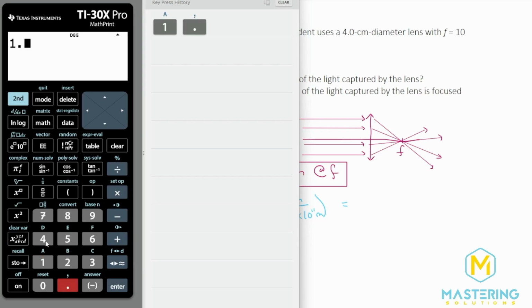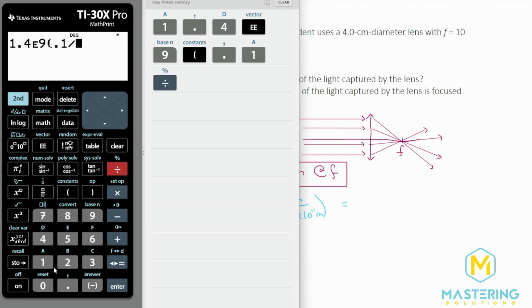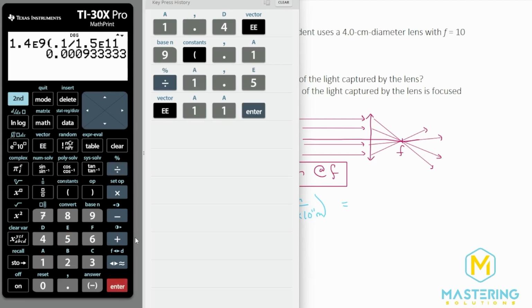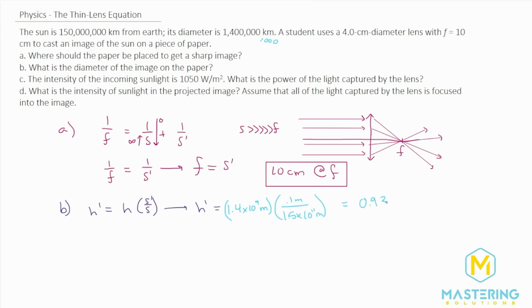So we have 1.4 times 10 to the 9 multiplied by 0.1 divided by 1.5 times 10 to the positive 11. Let's do it in millimeters. So we have 0.93 millimeters, or 10 to the negative 3 meters. So that is the diameter of our image of the sun, which obviously is the same as the height of the image in this case.